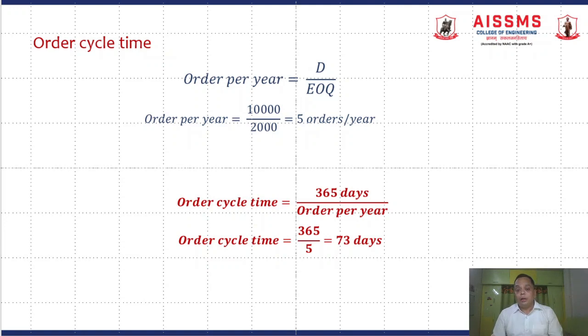For the 1 year annual consumption, there are 365 days divided by orders per year. So we are going to place 5 orders, there are 365 days, and 365 days divided by 5 equals 73 days. So we get the order cycle time here. With these two examples, I do believe that the concept of EOQ is almost clear. In the next lecture, we will try to solve some other problems related to EOQ.